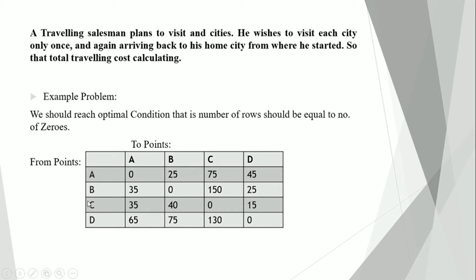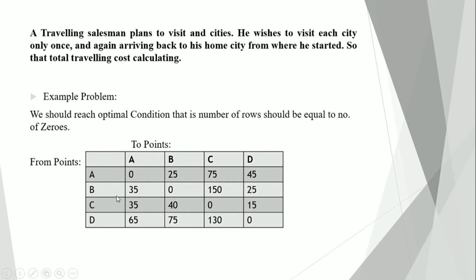This is the from points and this is the to points, which are called the source and destination. If he starts from A, he should go around and again end up with A. He can't end up with any other point. So we will see the problem.